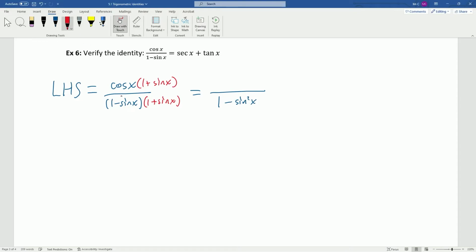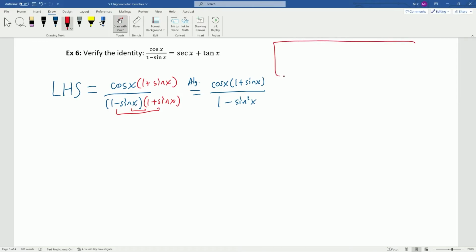Now in the denominator, when I multiply the conjugate, that gives me 1 minus sine squared of x. Again, we get 1 times 1 is 1, negative sine of x times sine of x is negative sine squared, and then the inner and outer terms, negative sine of x and positive sine of x, cancel. Meanwhile, in my numerator, I have cosine of x times 1 plus sine of x, and I'm just going to leave that as is for now. So just a little bit of algebra there.